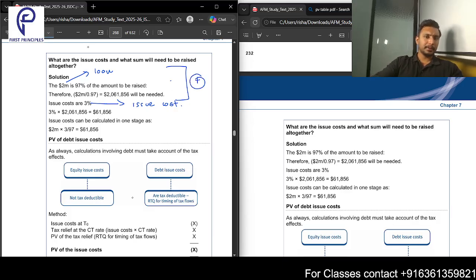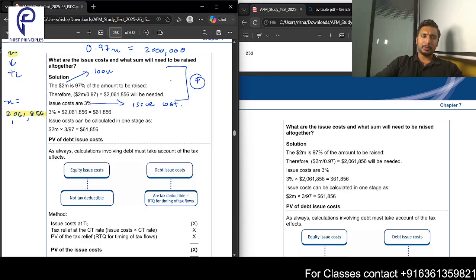A very simple way: you take 0.97 of X. Let X be the total loan. If 97% of X is 2 million, that is the money that I need. How much should my total be? The total that I will raise is 2,061,856. This is the total I will have to raise. This is my total loan.